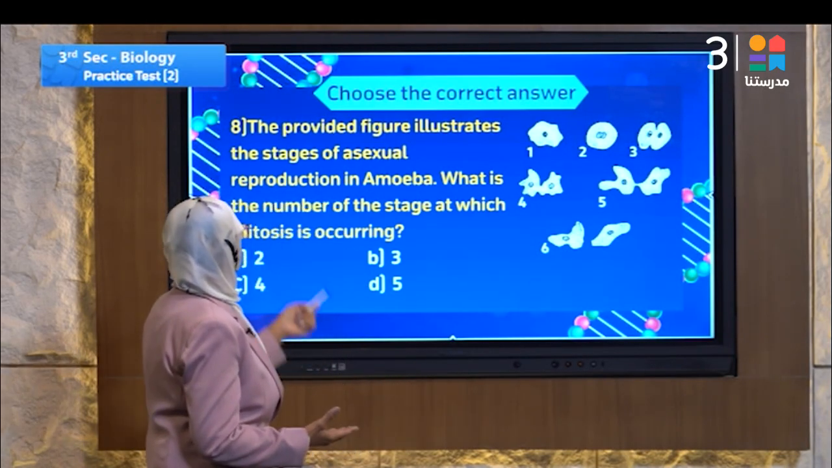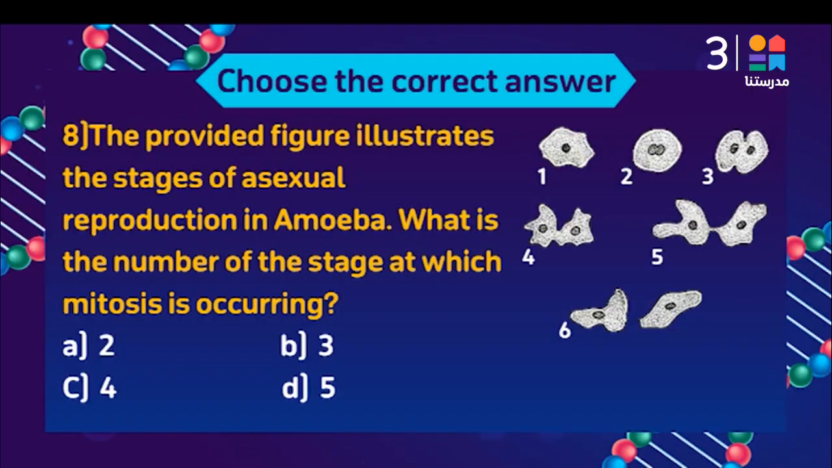2 identical means mitosis. Let's go. Number 8, the provided figure illustrates the stages of asexual reproduction. Asexual reproduction is done by one parent only, or by one cell only. Each of them contains the whole number of chromosomes, 2n, and becomes 2 individuals containing the same number of chromosomes. Asexual reproduction here is binary fission.